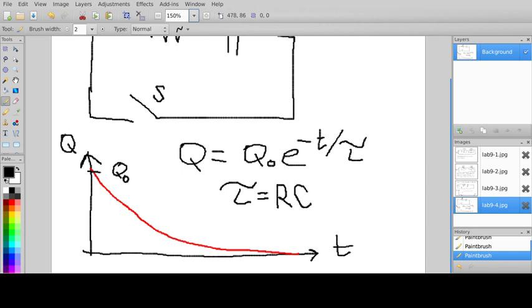Okay, so let me look in the chat here if there's any questions, because this is basically everything for the theory of the lab. At this point, I would have let you guys go, but let's go. Let me look. Are there any questions?